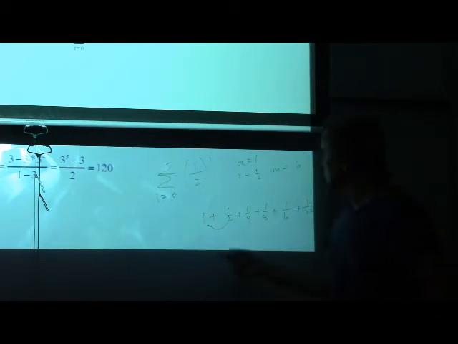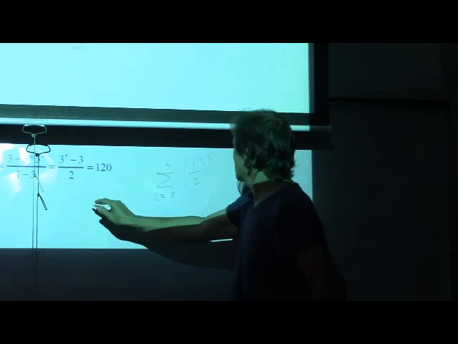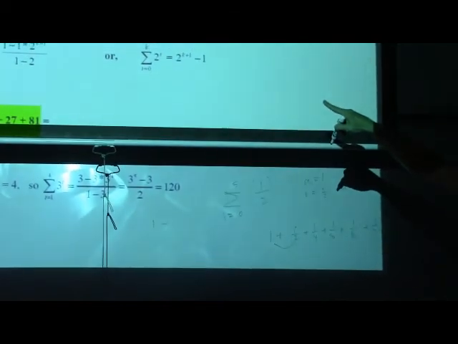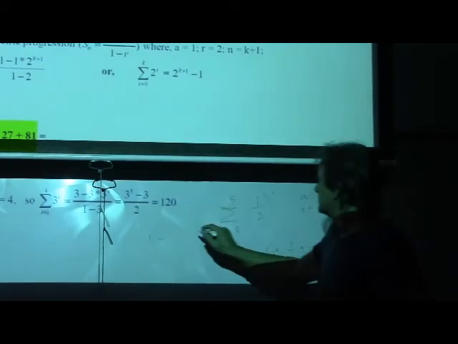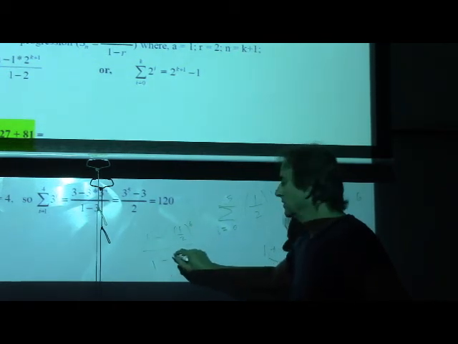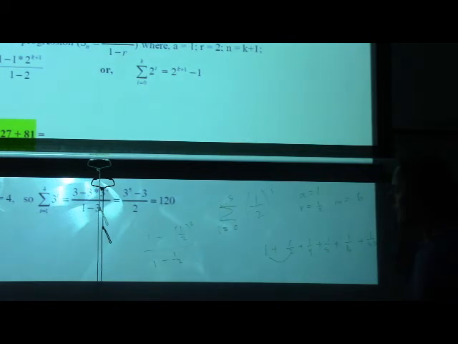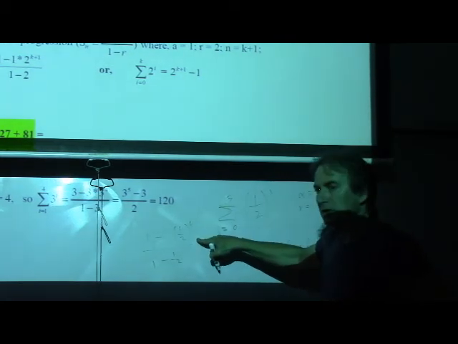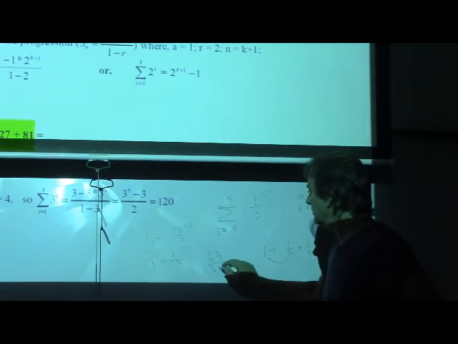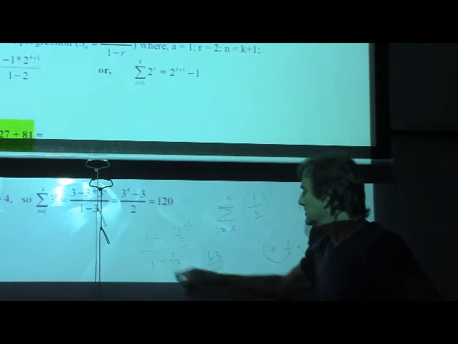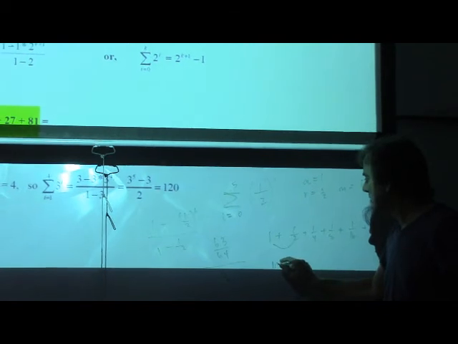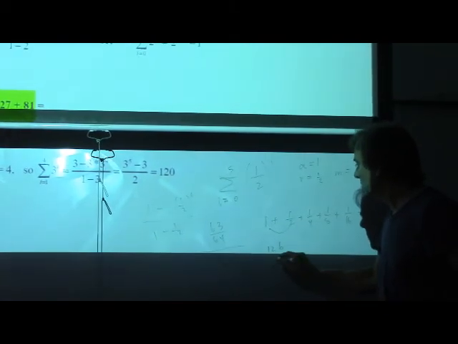So the solution is going to be equal to a, which is 1, minus 1 times the ratio, which is 1/2, to the power of 6, over 1 minus 1/2. So 1/2 to the 6th power is going to be what? 1/64, right? So it's going to be 63 over 64 divided by 1 minus 1/2, which is 1/2. Which is like multiplying it by 2, so it's going to be 126 over 64.